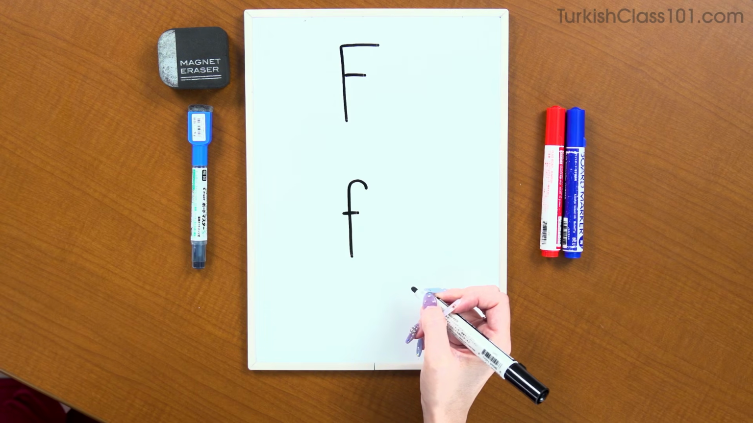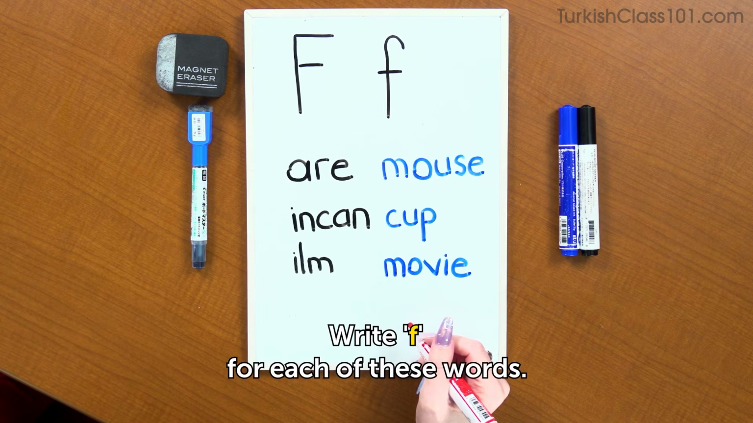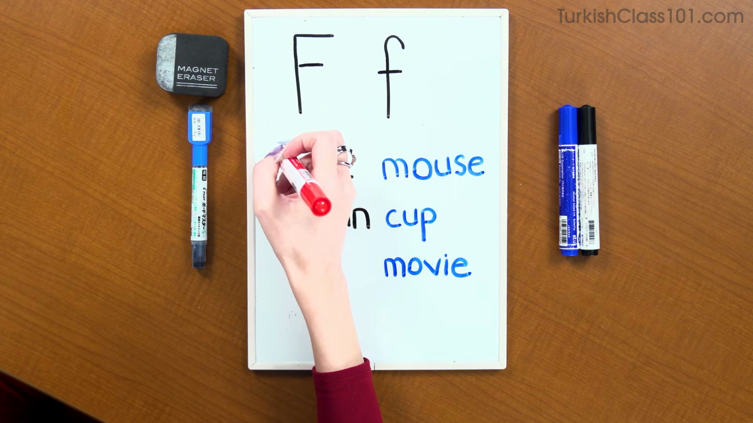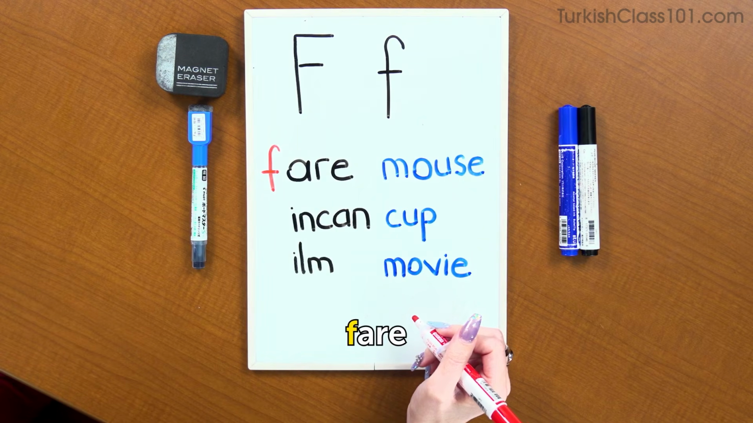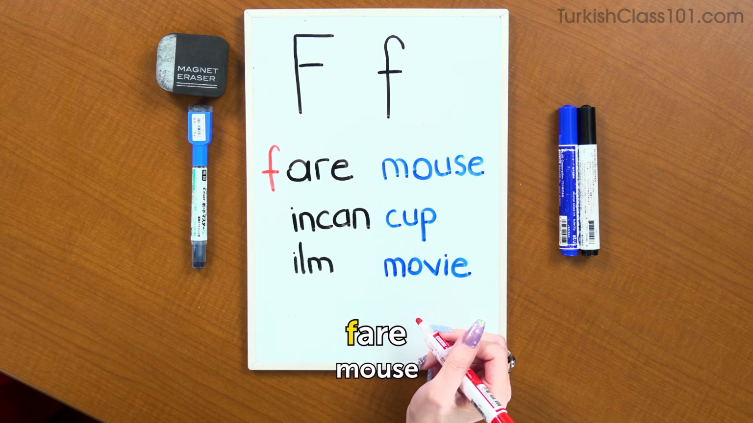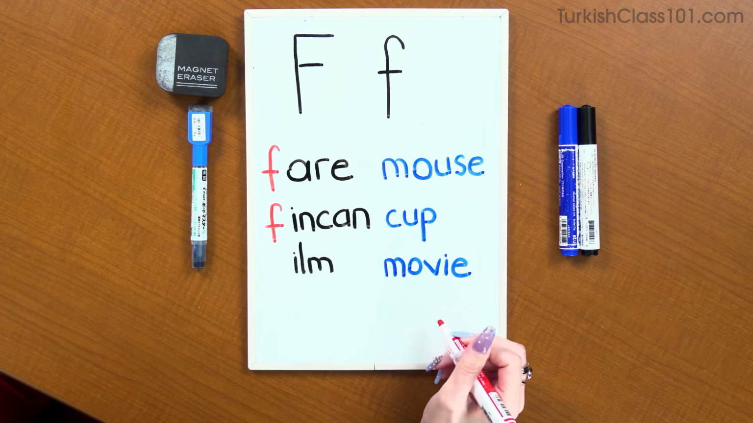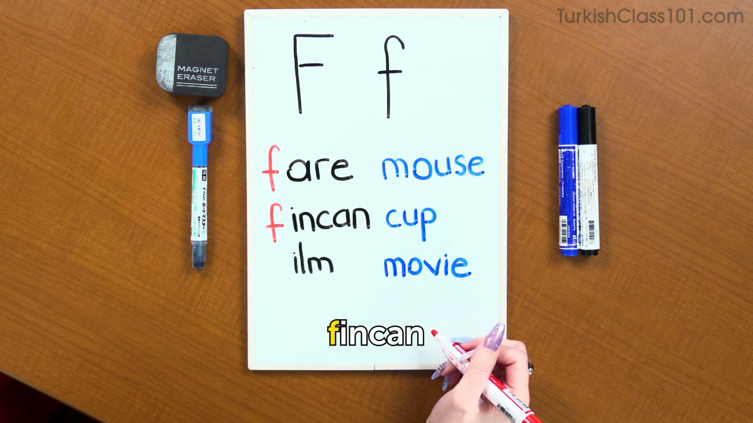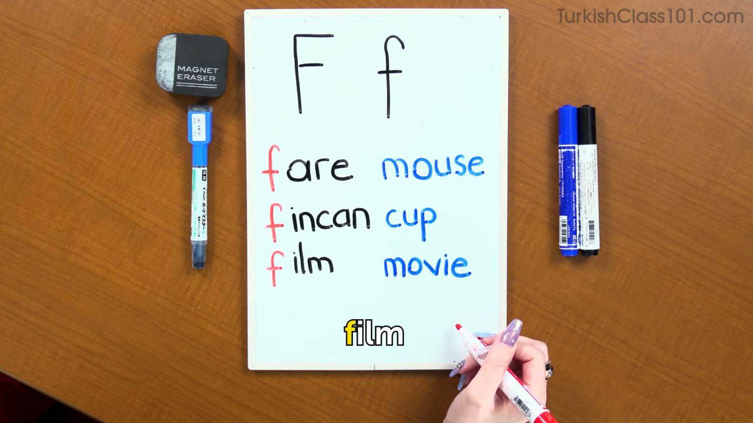Now let's practice. Write F for each of these words. Fare, mouse. Fincan, cup. Film, movie.